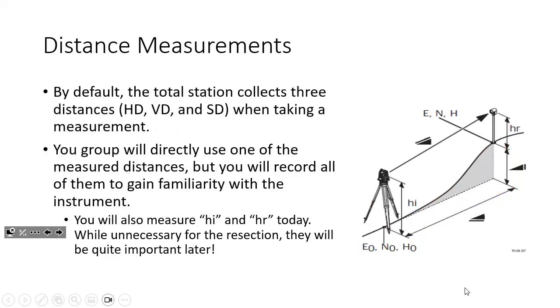All right, for distance measurements, what we're going to do is collect all of the data. By default, when your total station takes a measurement, it will take all 3. It will take the horizontal distance, the vertical distance, and the slope distance. We're going to collect all of them.